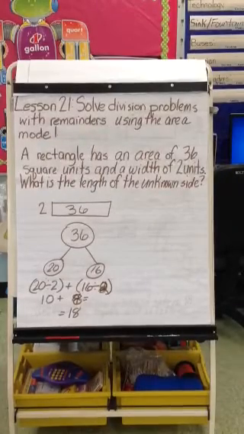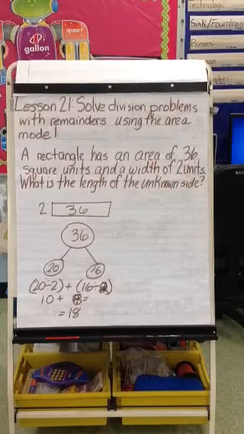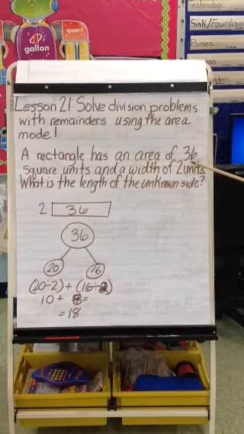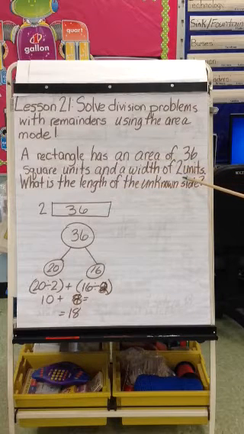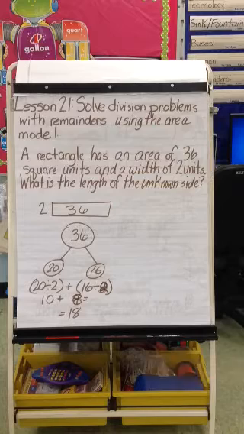Okay, boys and girls, we're going to be completing lesson 21 today. We're going to solve division problems with remainders using the area model. We've used the area model already. We'll look at the application problem to just review real quick. A rectangle has an area of 36 square units and a width of 2 units. What's the length of the unknown side?